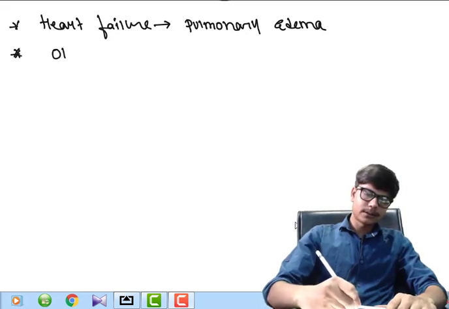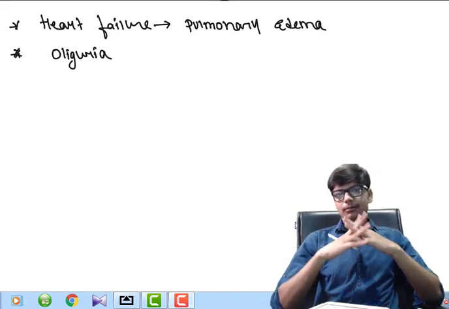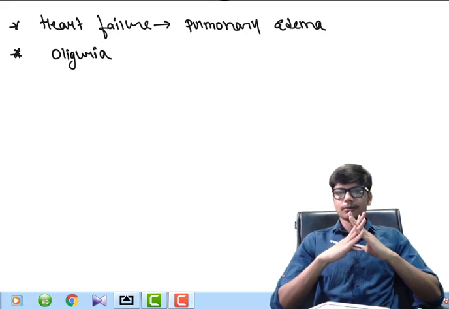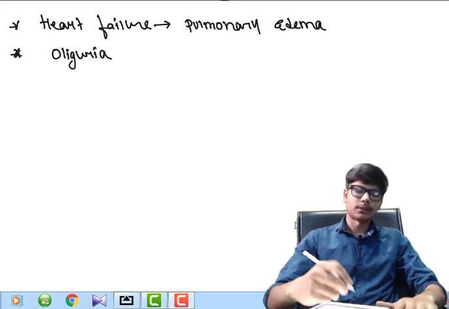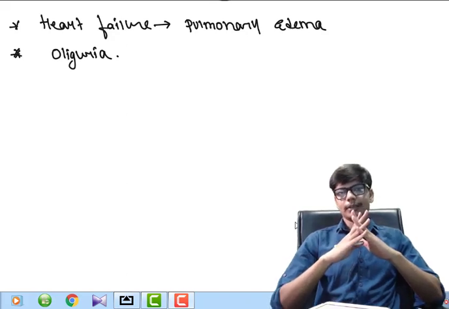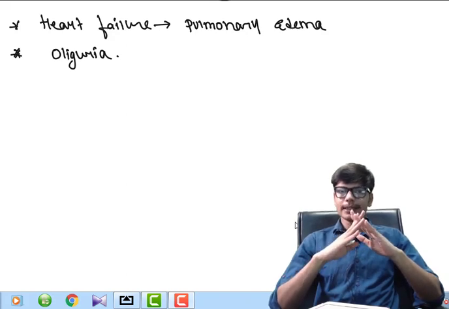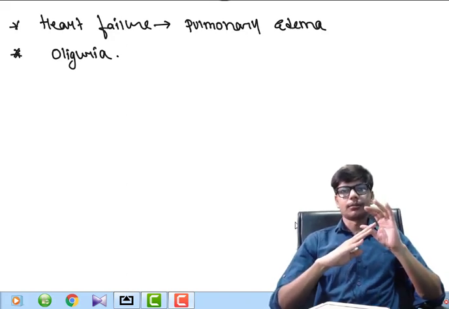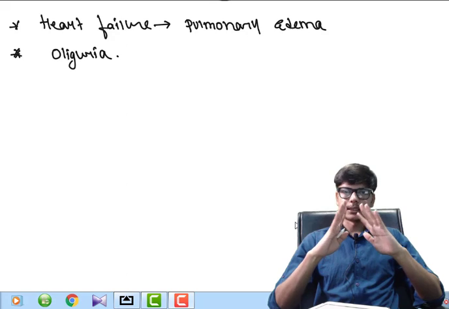Due to edema, there is oliguria. Due to shifting of fluid from one compartment to the other compartment, there is reduced blood flow to the kidney, which resulted in reduced GFR and in turn reduced urine output, that is oliguria. It depends upon the severity of the glomerular damage and the progression of edema. So oliguria is due to edema which resulted in shifting of fluid from one compartment to the other compartment.